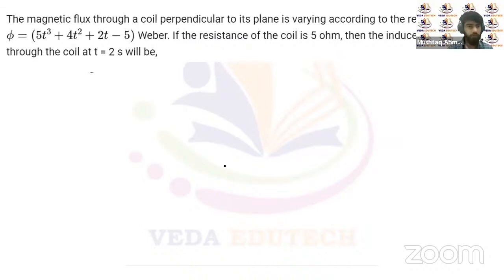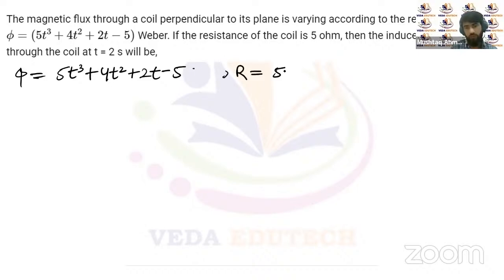Now let's move on to another question. The magnetic flux through a coil perpendicular to its plane varies according to the relation 5t cube plus 4t square plus 2t minus 5. This is the variation of the magnetic flux as a function of time. If the resistance of the coil is given as 5 ohm, then the induced current through the coil at time t equal to 2 seconds will be. We have to find the current at t equal to 2 seconds.